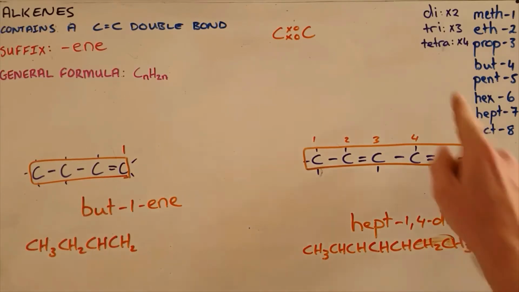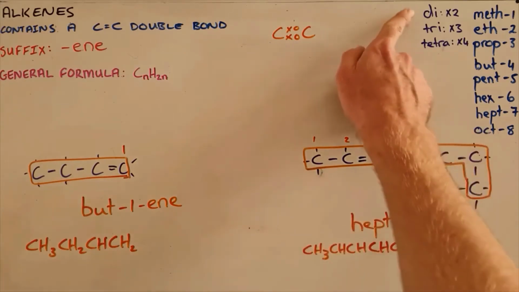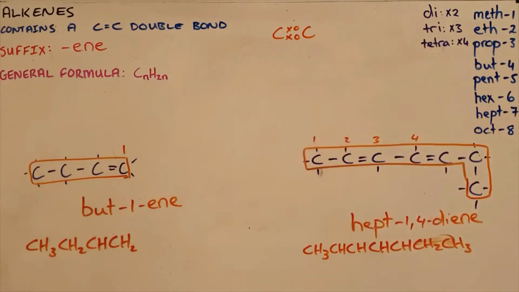And once again, it is important when there are multiple double bonds, we would indicate that with di for 2, tri for 3, and tetra for 4.